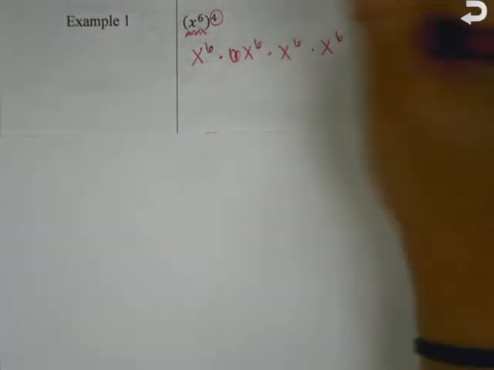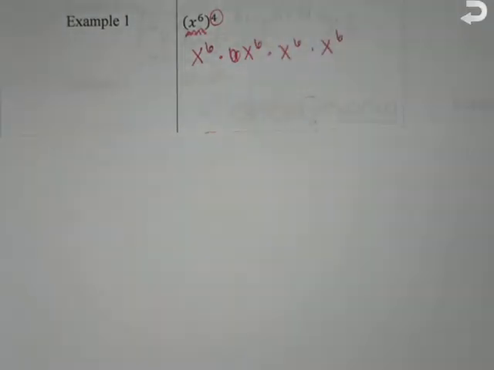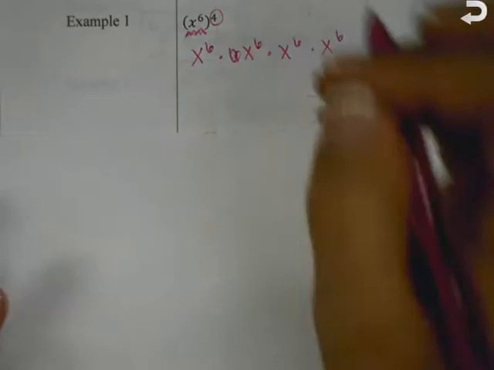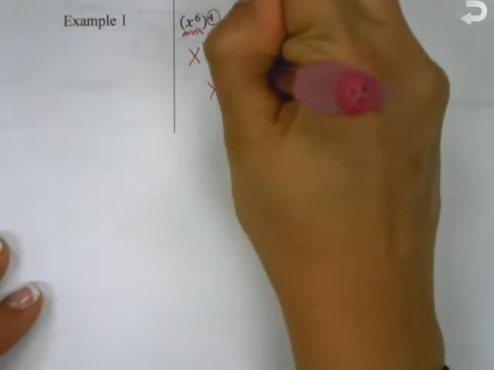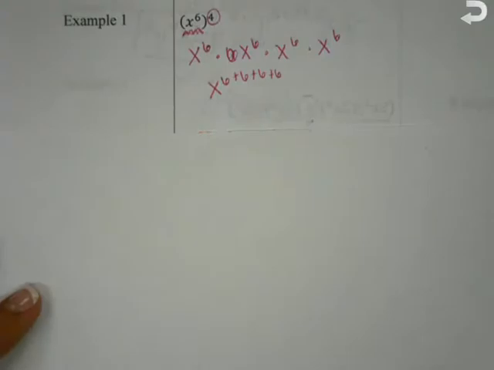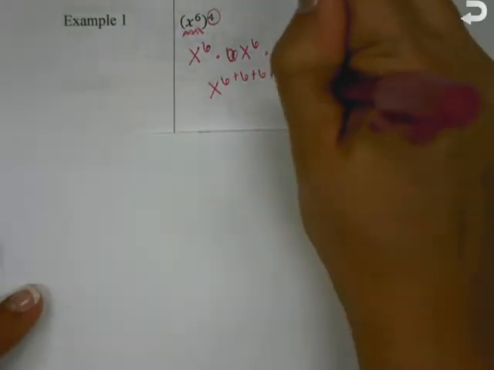Yeah. Okay, now does this look like a rule that we learned yesterday? Yeah, what was the rule that we learned yesterday? You add all those exponents. So this is the same as x to the 6 plus 6 plus 6 plus 6, right? Which gives me an answer of x to the 24th.